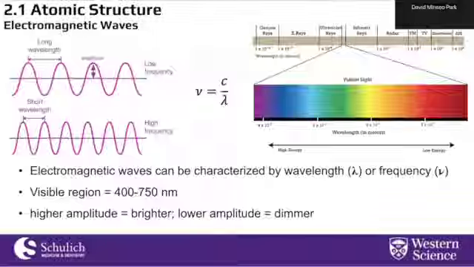Also, you should know that light intensity is given by the square of the amplitude. If you have a higher amplitude, you'll have more intense light or a brighter light. And conversely, if you have a lower amplitude, your light will be dimmer or less intense.